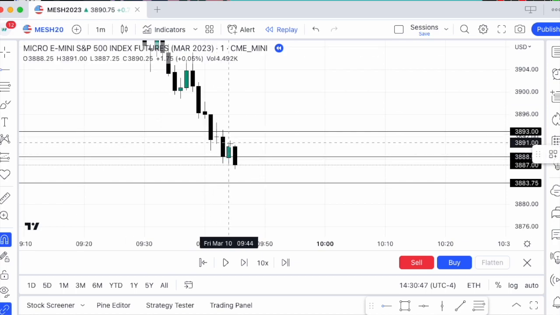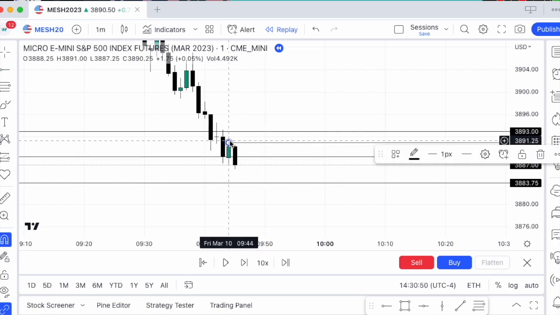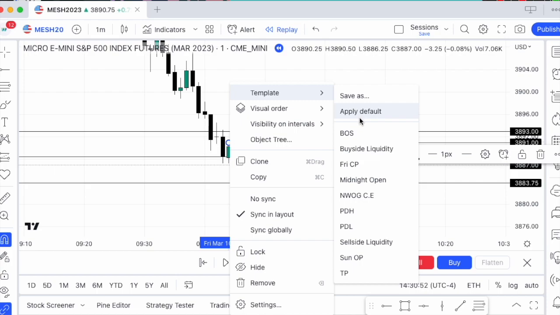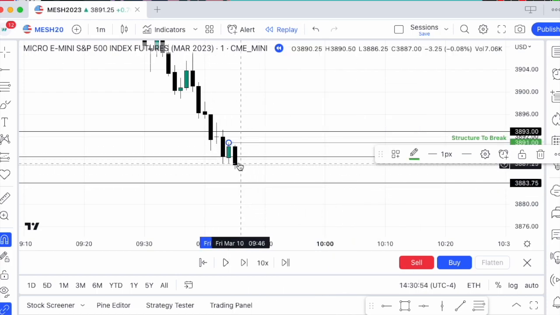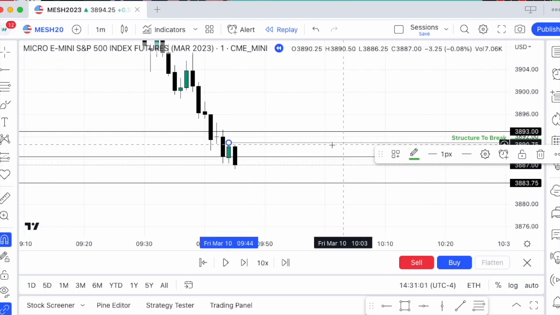And that is now the structure where I want, let me mark this out. I want a red candle to form. Then I want a green candle. I have them black, but I want a green candle to form above this level. And when that happens and the body closes above here, I will enter buys.